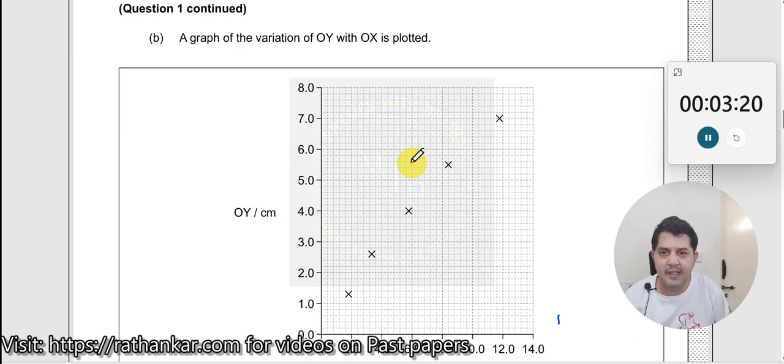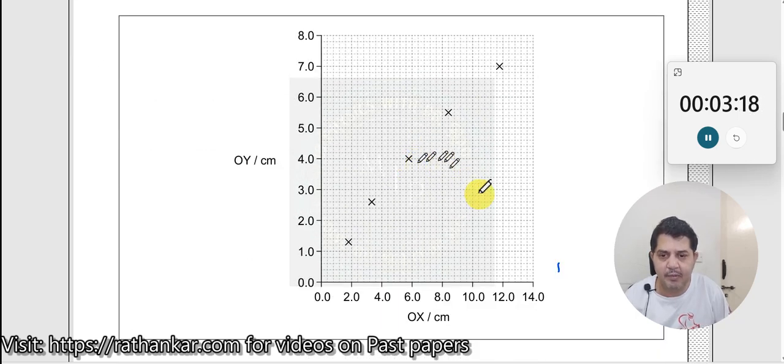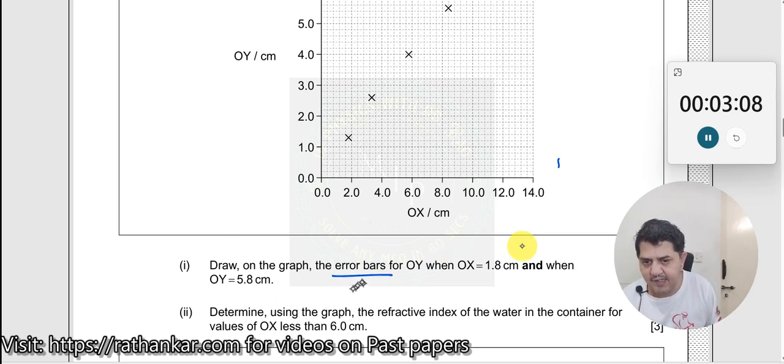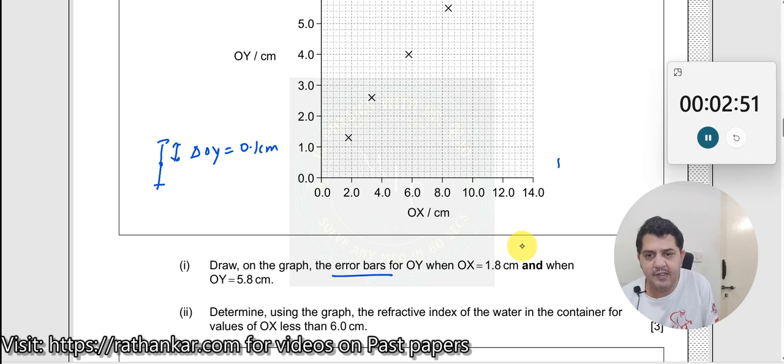A graph of the variation of OX versus OY is plotted. Draw on the graph the error bars for OY when OX is equal to 1.8 and when OY is equal to 5.8. First, remember, how do you draw the error bars? What is an error bar? If this is your point, then this is the error bar. This length should be equal to your absolute error. Along OY, it should be equal to delta OY, which is 0.1 centimeter. That's what you need to do.